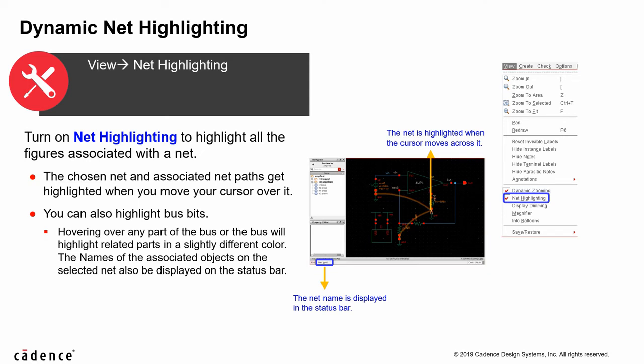You can also highlight bus bits. Hovering over any part of the bus or the bus will highlight related parts in a slightly different color. The names of the associated objects on the selected net also will be displayed on the status bar.